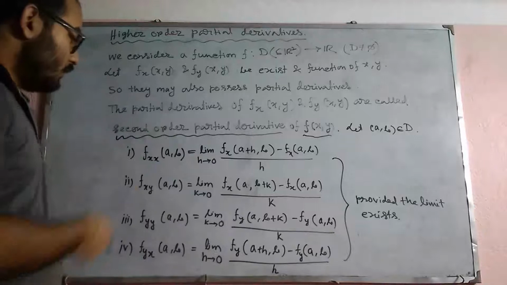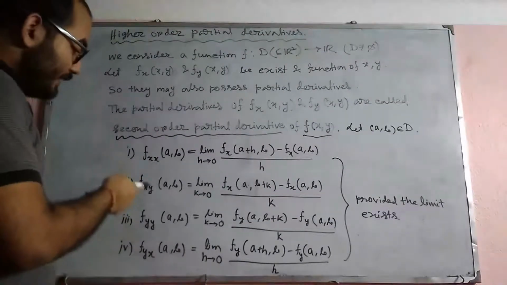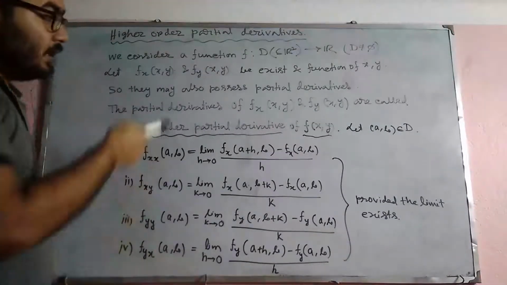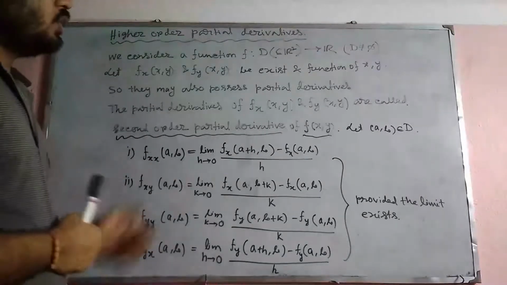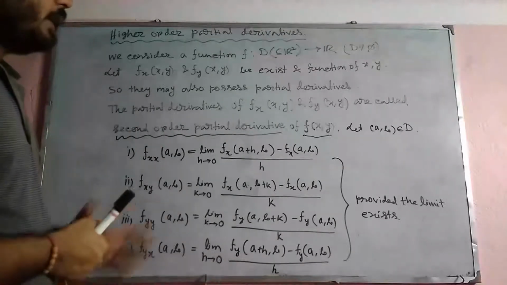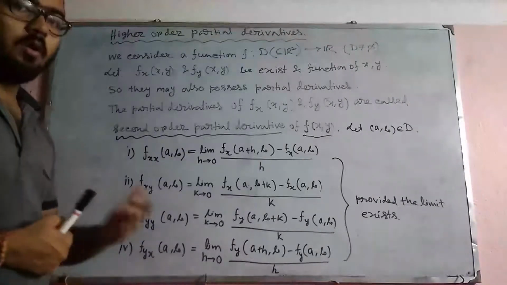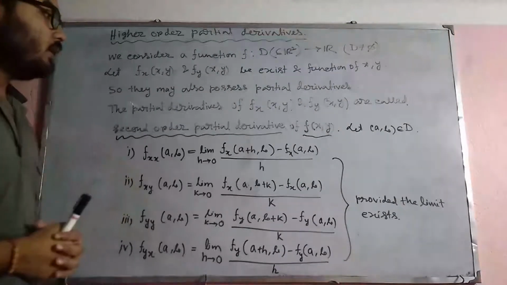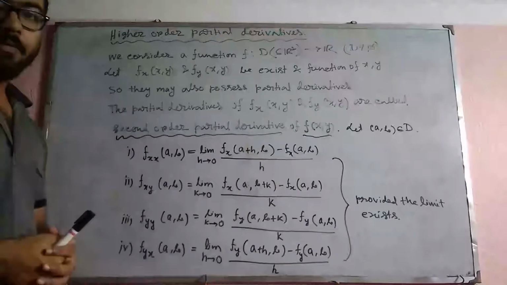This is f xx, this is f xy, this is f yy, this is f yx. In each of the cases, the limit has to exist finitely. If any of the limits does not exist finitely, then the corresponding partial derivative will not exist.